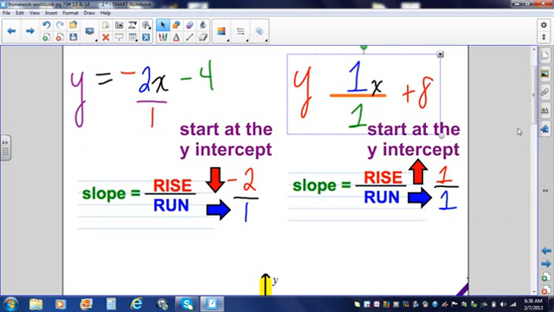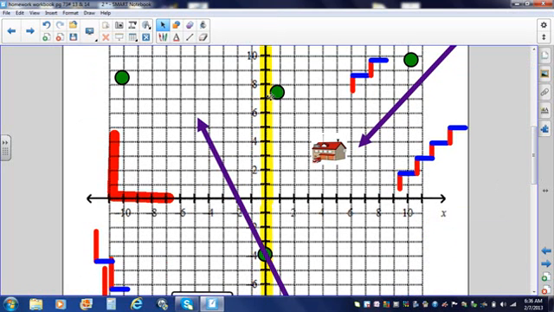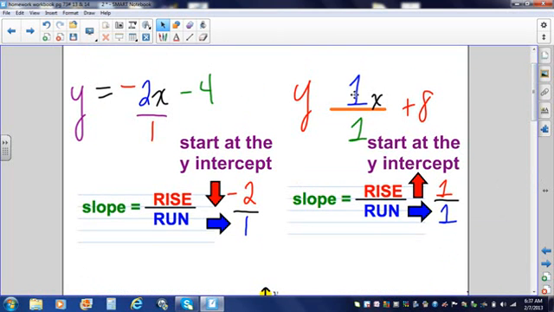For my second equation, my y-intercept is positive 8. So I go up to positive 8 on the y-axis. Cha-ching! My slope is 1, with a denominator of 1. It's positive, so I'm going to go up 1 and right 1.